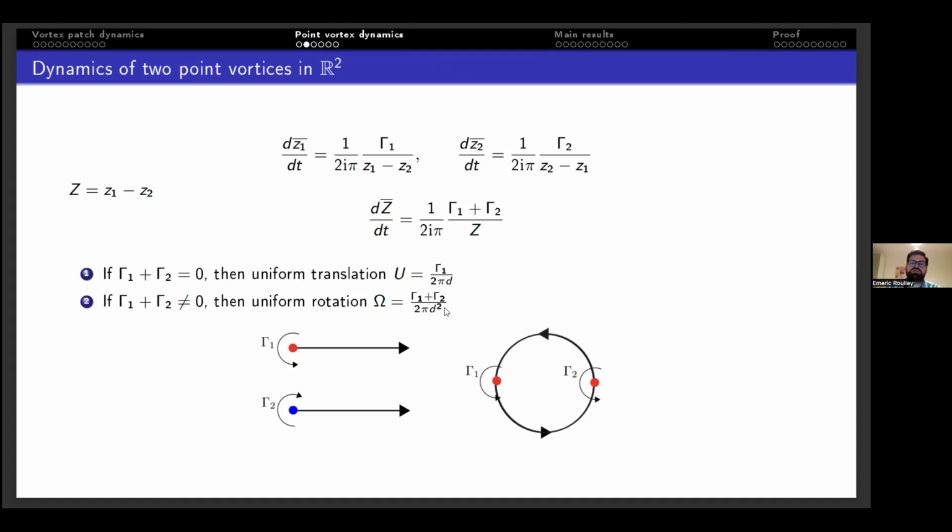And the proof of this result is just an application of the implicit function theorem, because here you don't have a line of trivial solutions. Basically, your trivial solution is the point vortex itself. So it's not a line of solutions, it's just one solution. And so you can apply the implicit function theorem near it to find a curve of solutions, the curve of non-trivial patches. So you can find non-trivial patches which will translate or rotate.